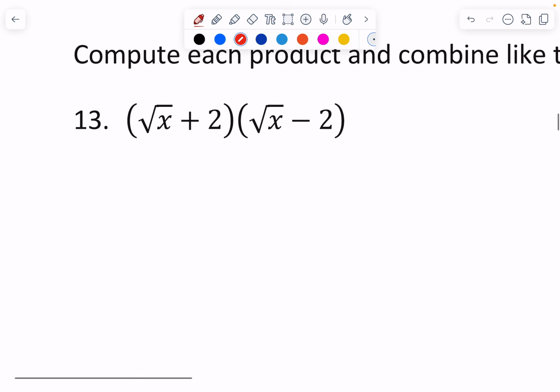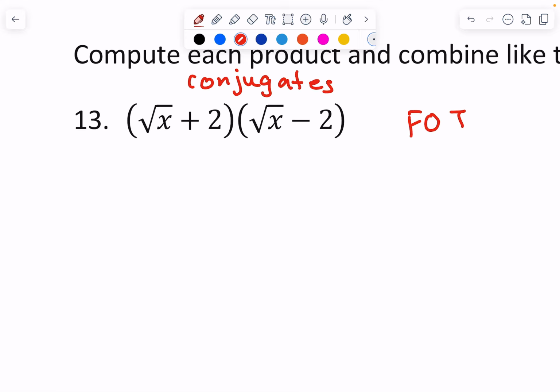So looking at these two factors, root x plus 2 times root x minus 2, something that would be helpful to notice is that these are conjugates of each other. They're basically the same, just opposite signs. So when we distribute or FOIL, we don't have to do every part, we just do first and last because the outer inner parts will always cancel each other.